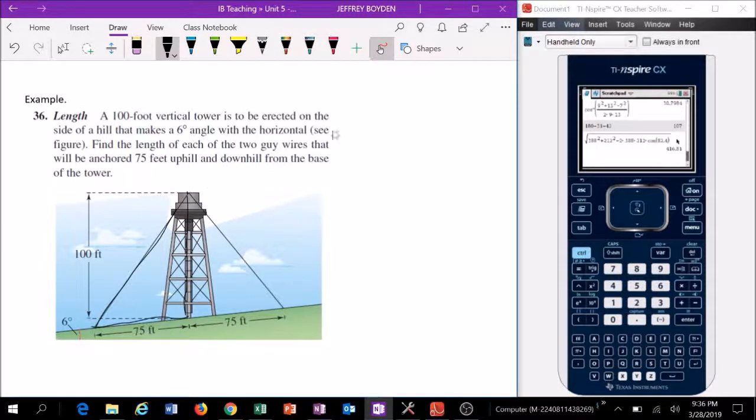So I'm going to start by working on the one on the left. In fact, I'm going to try to draw it, and I'm not going to be real picky about how I draw it. They said we want to know the length of the guy wire. They told us it's a 100-foot tall tower, and they told us this is 75.